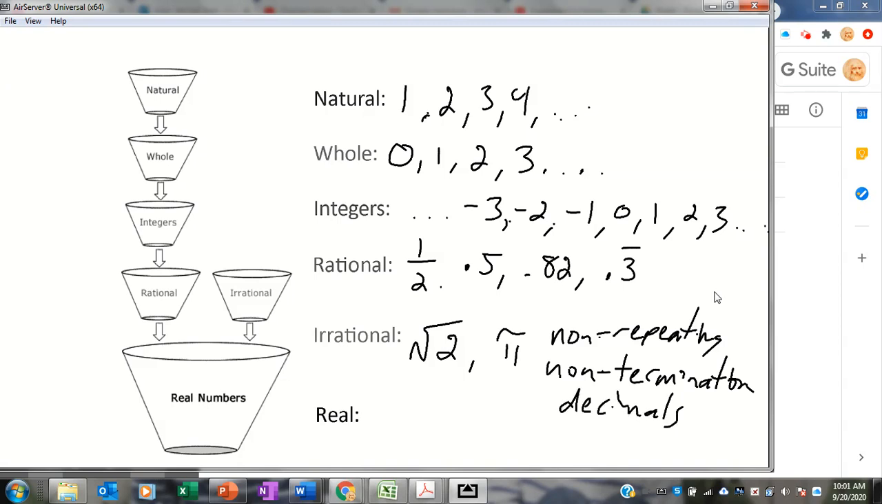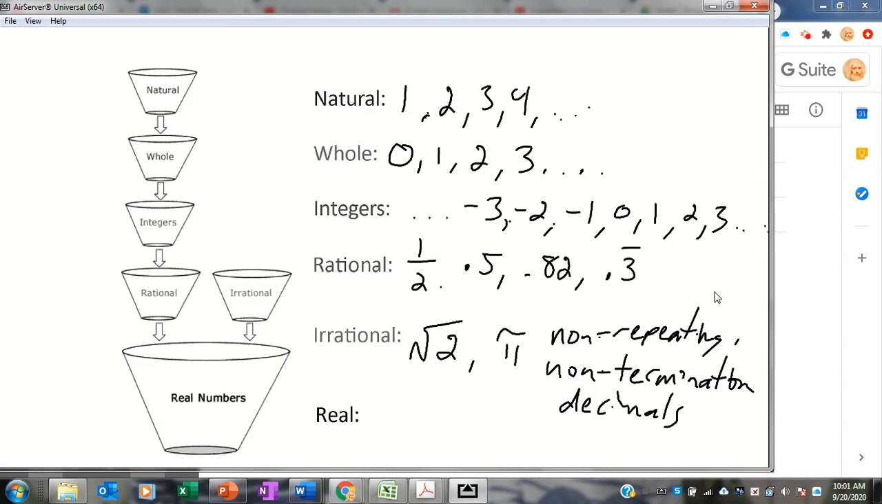And I apologize for my writing. It's hard to write on this iPad clearly. But non-repeating and non-terminating decimals. What I mean by non-repeating is it's not 0.33333333. If it's like 0.2525252525, that would be included in rational. Irrational are numbers that do not repeat and they do not terminate.